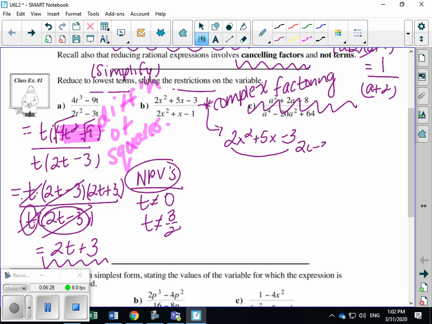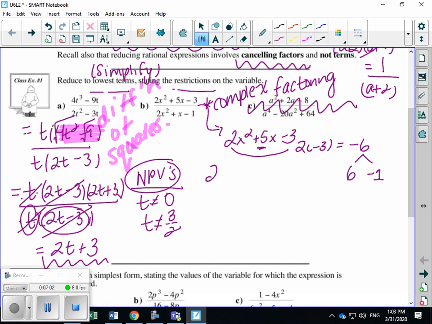2 times negative 3, which equals negative 6. So think, what two numbers multiply to negative 6 and add to 5? This is going to be positive 6 and negative 1. So now when I go to factor this, I have to break the 5x into 6x and negative 1. We're going to be factoring by grouping. So should the 6 be grouped with the 2 or should it be grouped with the 3? Should the negative 1 be grouped with the 2 or should it be grouped with the negative 3?